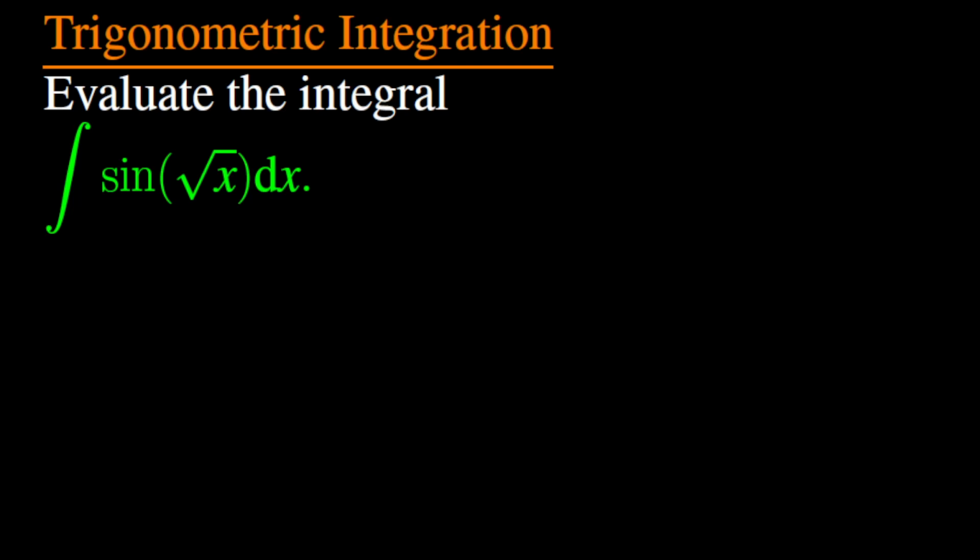Hello. In this problem, we are asked to find the antiderivative of the function sine of square root of x. This is a typical calculus 2 problem. We will carefully walk you through the solution, by applying the substitution method, and the integration by parts technique.